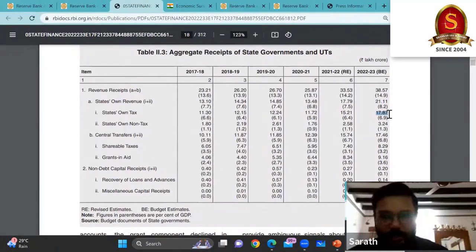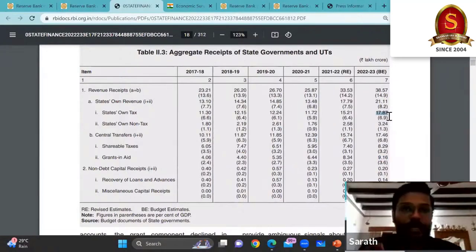Look at any other number that is there. Central transfer is overall, but inside central transfer, there is shareable taxes, which is actually the state's own money. And then grants and aid. Individually, it's only 8% and 9%. But if you look at state's own tax, it is a major source.